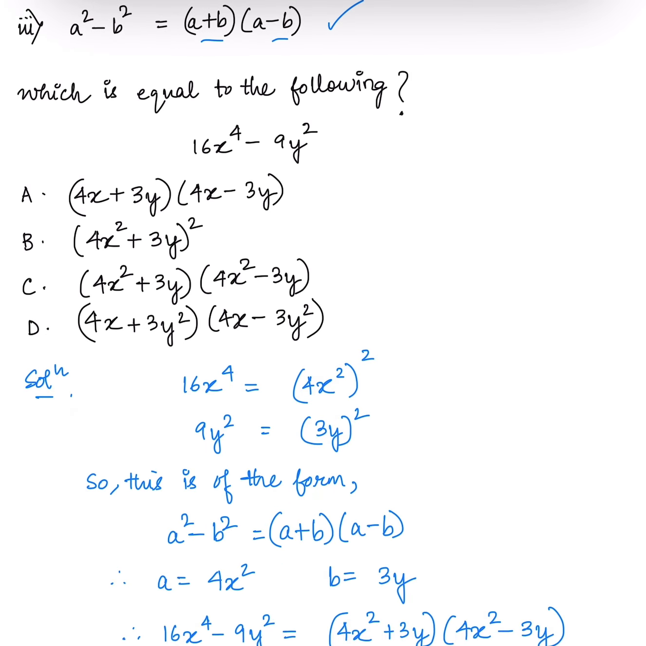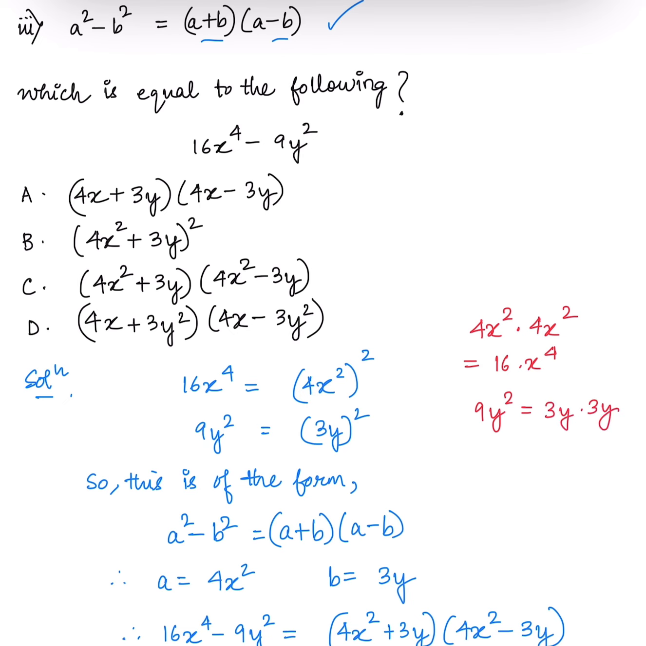So let's solve this. Which of the following is equivalent to this? This is already solved. Let's just go through the problem. 16x to the power 4 minus 9y squared. Now we know that 16x to the power 4 can be written as 4x squared into 4x squared, because 4 fours are 16 into x to the power 4, and this is 9y squared. Similarly, 9y squared can be written as 3y into 3y.